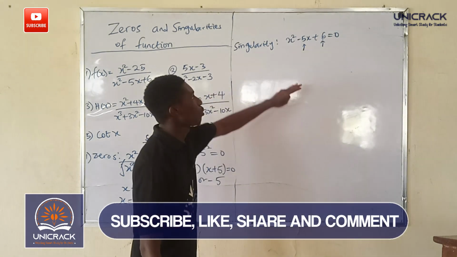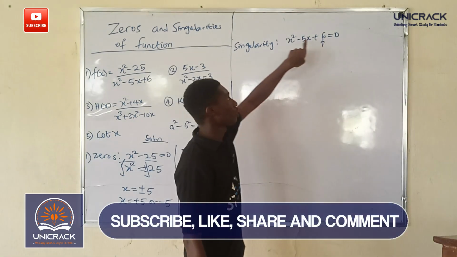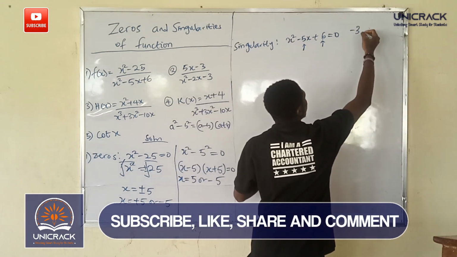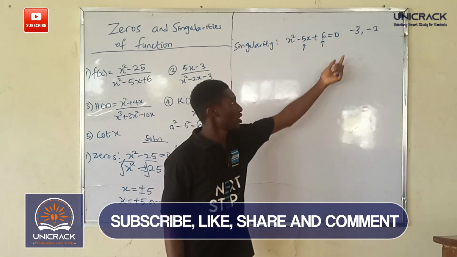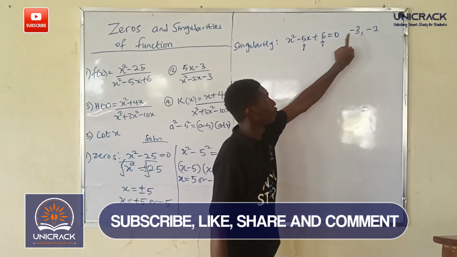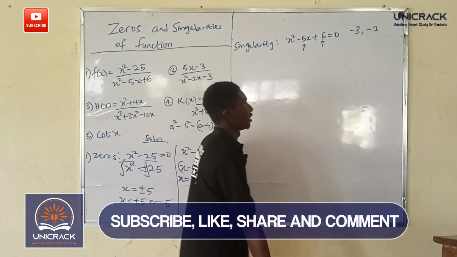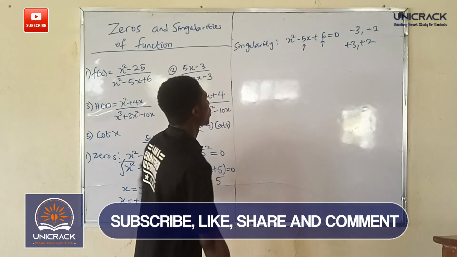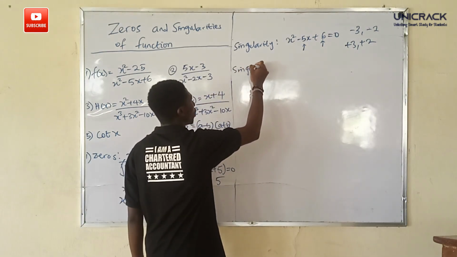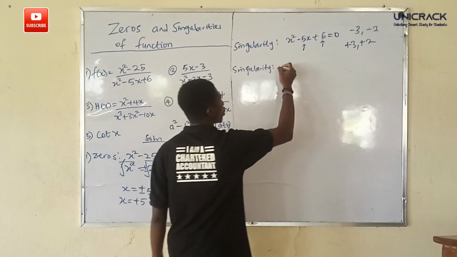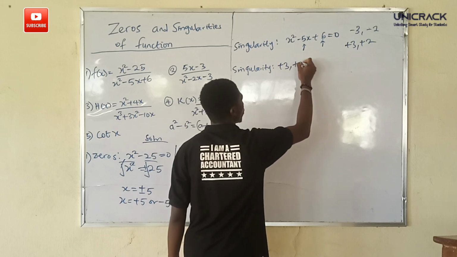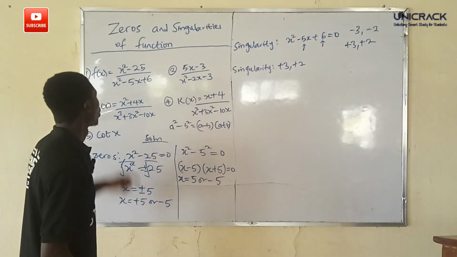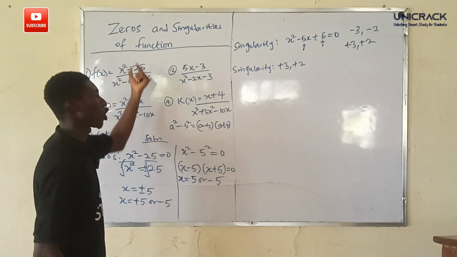So two numbers that when we multiply, we get positive 6, and when we sum them up, we have negative 5. Those numbers will be negative 3 and negative 2. If you sum negative 3 and negative 2, you have negative 5. If you multiply them, you have positive 6. And therefore, the answer will just be positive 3 and positive 2. Simple. So the singularity of the function is positive 3 and positive 2. That's all. When you input it into the function, you would see that the function becomes undefined or invalid.